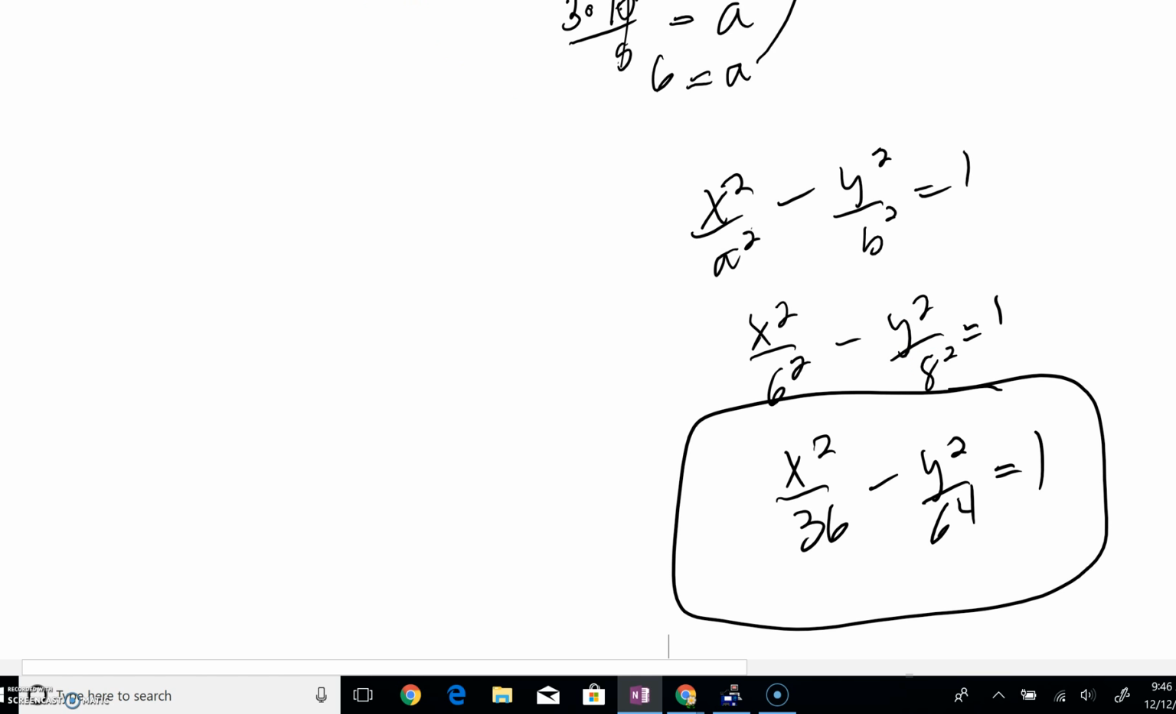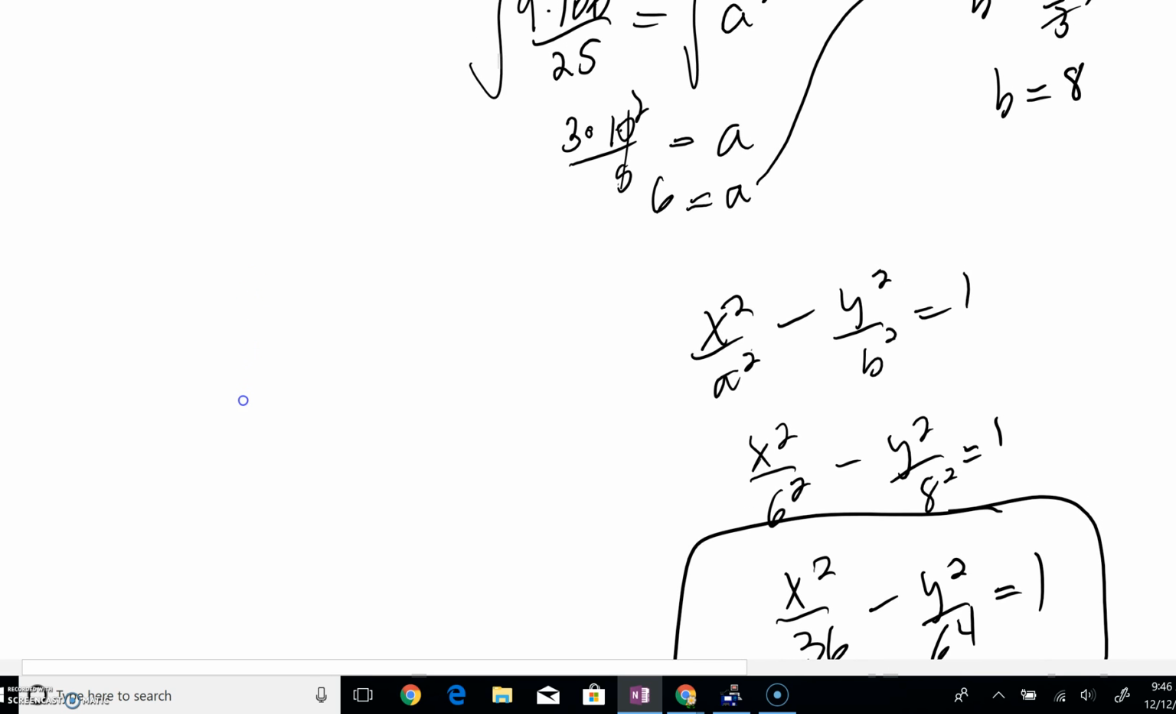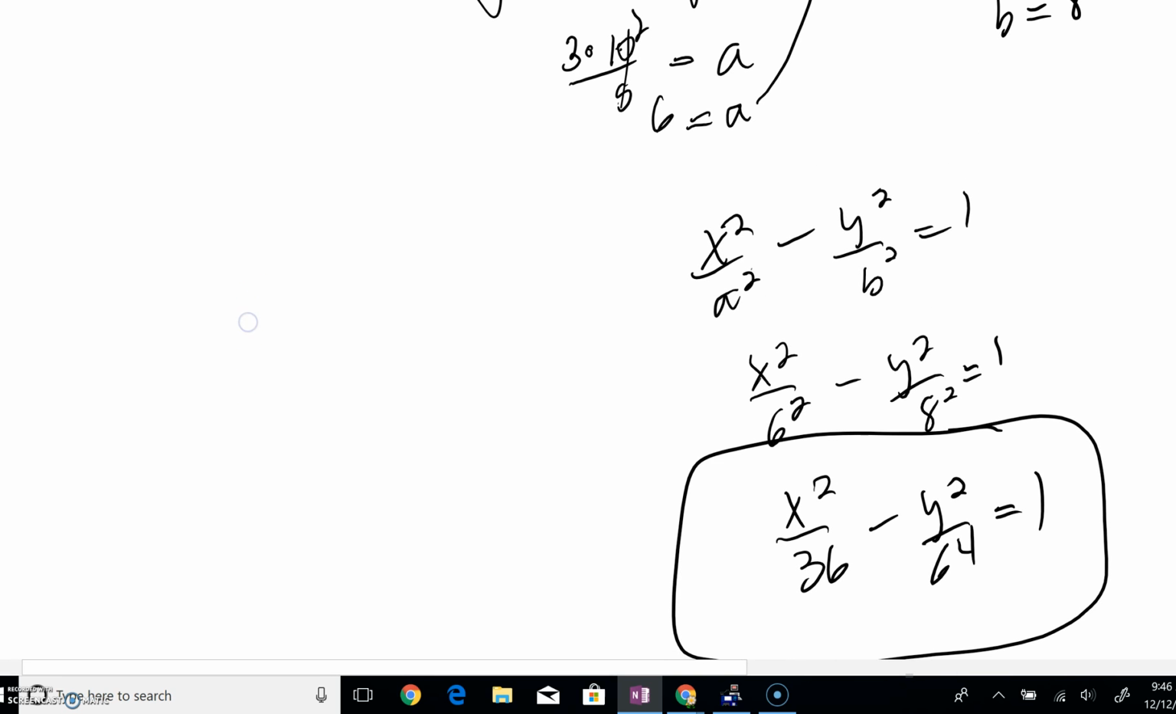Be careful when they give you asymptotes. Your slope might have been reduced. You might have to set up a system of equations like we just did. And if you confirm it, if you think about it, if B was 8 and A was 6, 8 over 6 is 4/3, isn't it? Okay? So that's our lesson.